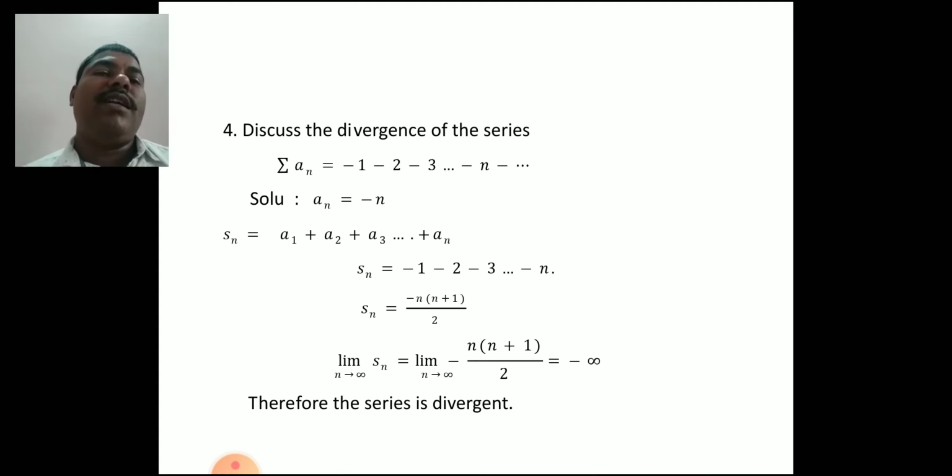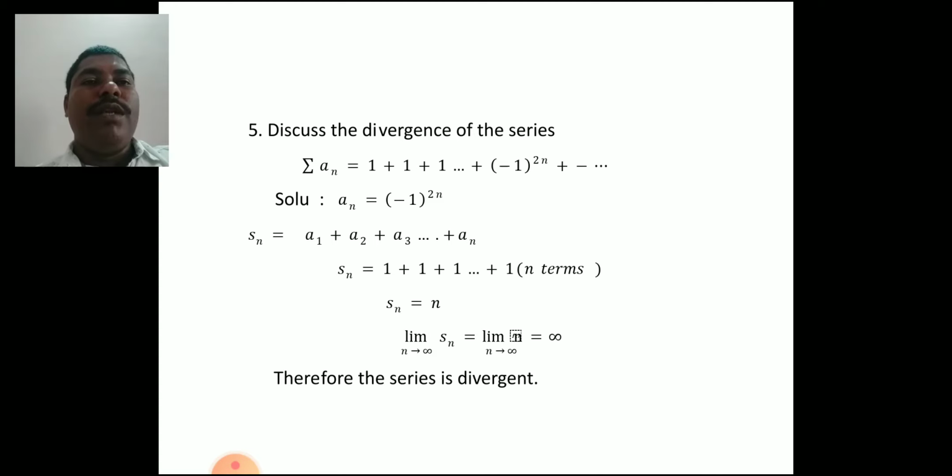In the next step we have to apply the limit for this nth term. So we get limit of Sn as n tends to infinity is equal to limit of minus n into n plus 1 by 2 as n tends to infinity. Applying the limit, we get minus infinity. So that means the sequence Sn diverges to minus infinity. So finally the given series summation an is also divergent.